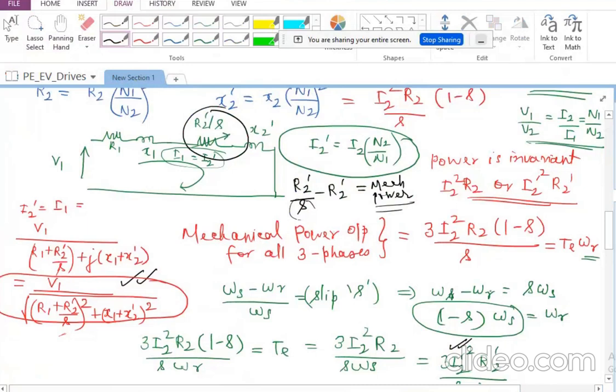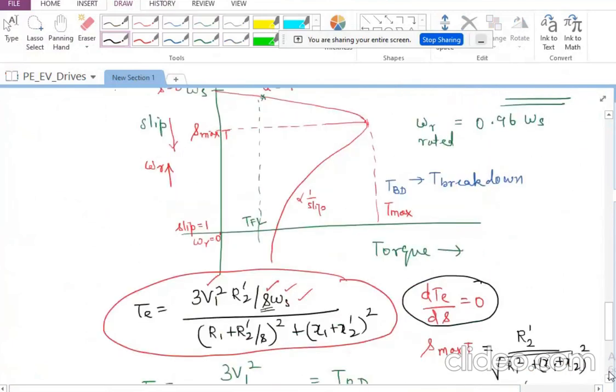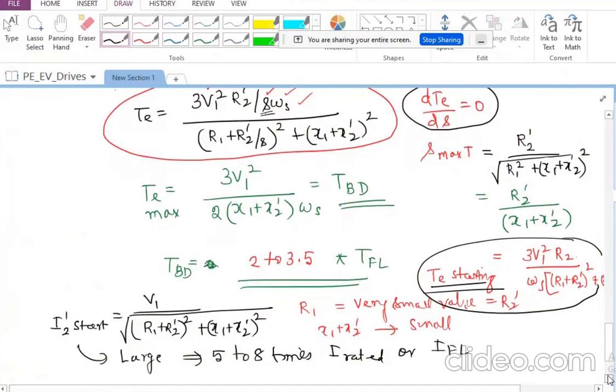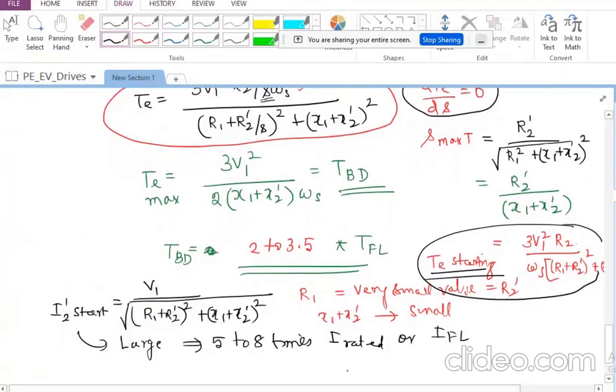So that is one reason why it's very difficult to use induction motors with electric vehicles, because you are going to see normally that T starting is hardly 1 to 1.5 times T rated or T full load. So starting torque is not high, but the starting current is enormously high, and it is not going to be able to haul the entire weight of the electric vehicle.